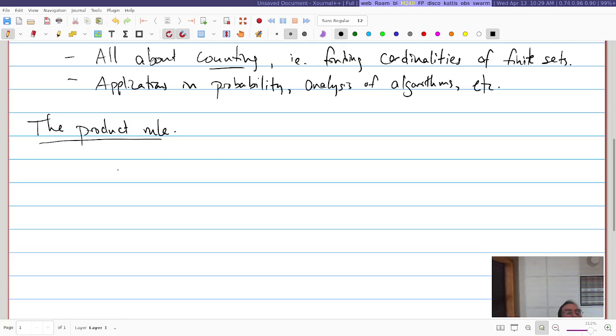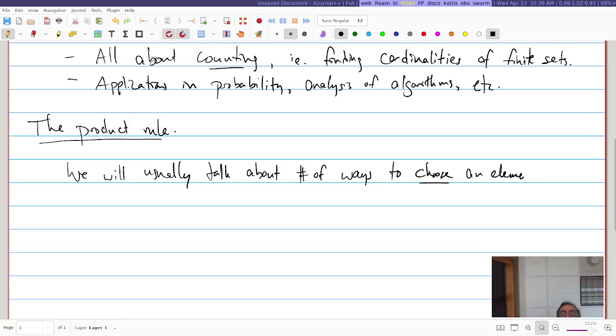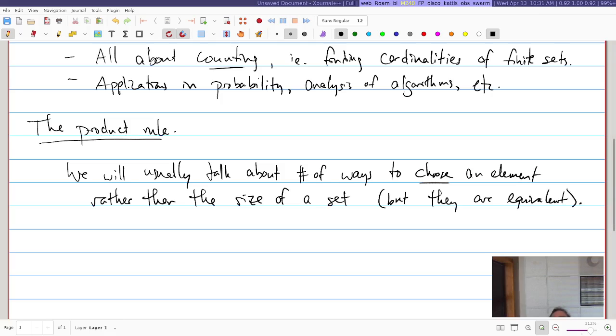So we will usually talk about the number of ways to choose an element rather than the size of the set. Right, but they're equivalent. Okay.